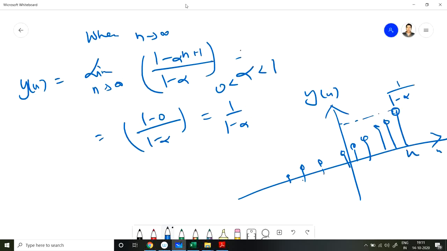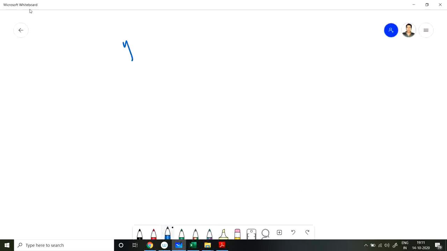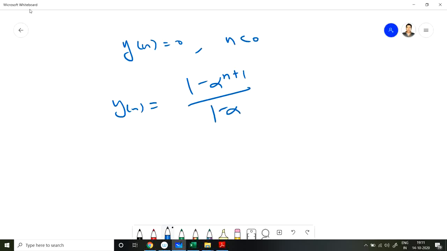So now this is the graph of y[n]. Let us summarize this. y[n] is equal to 0 for n less than 0, and y[n] is equal to 1 minus alpha raised to the power n plus 1 divided by 1 minus alpha for n greater than or equal to 0.